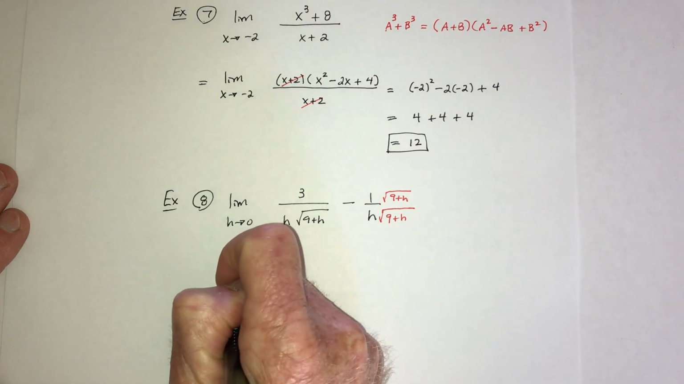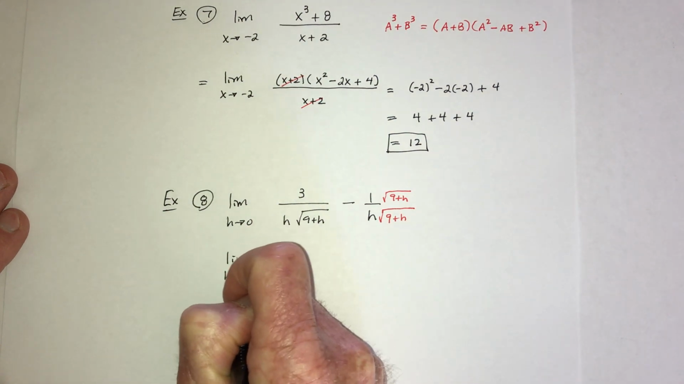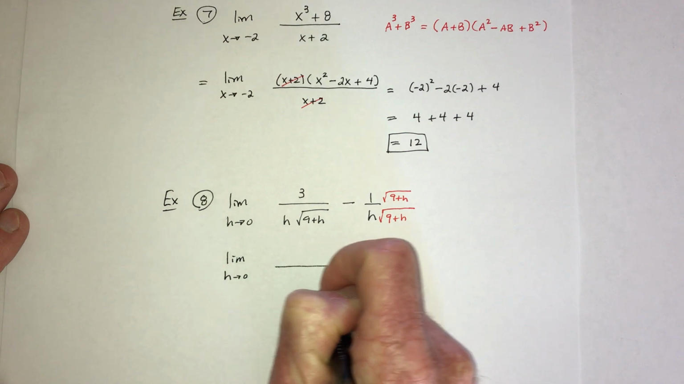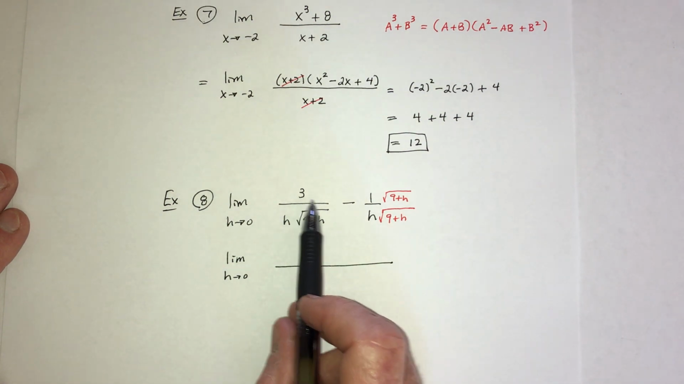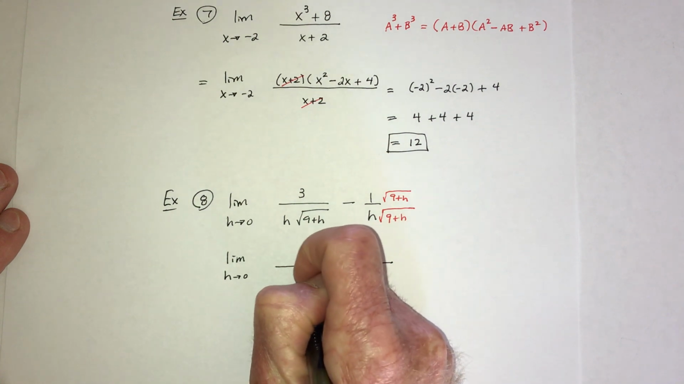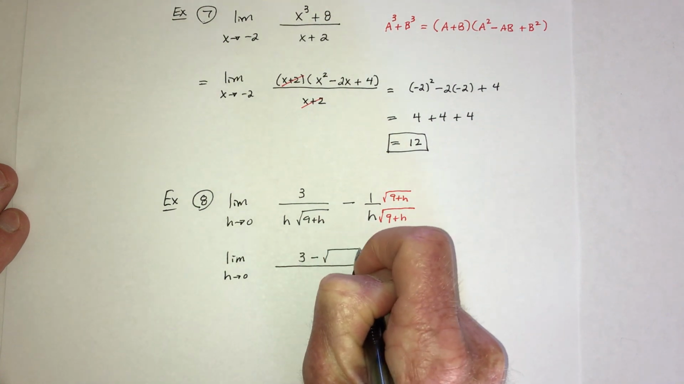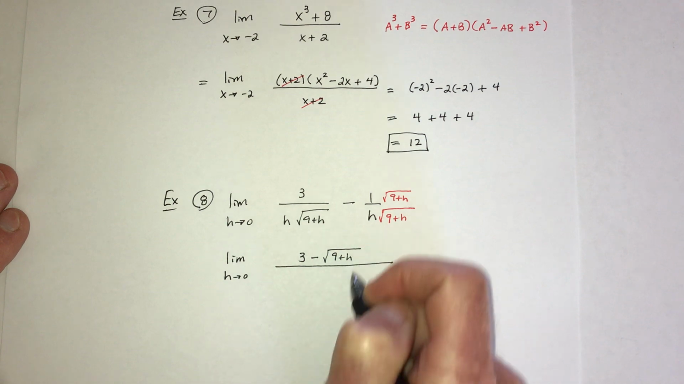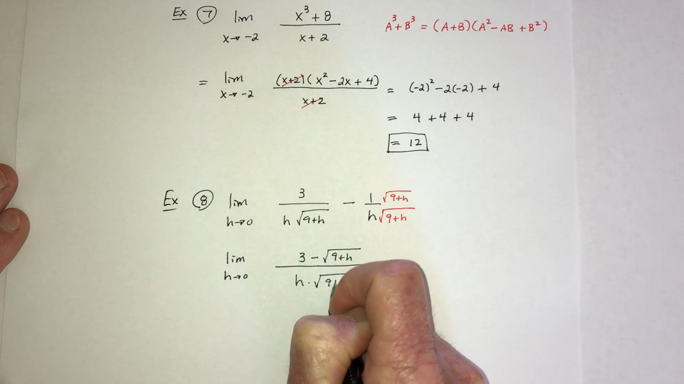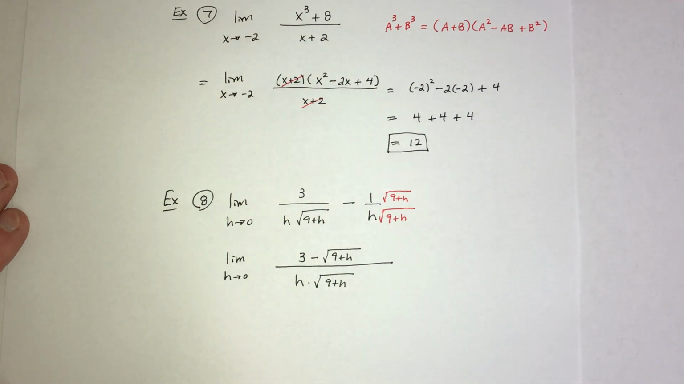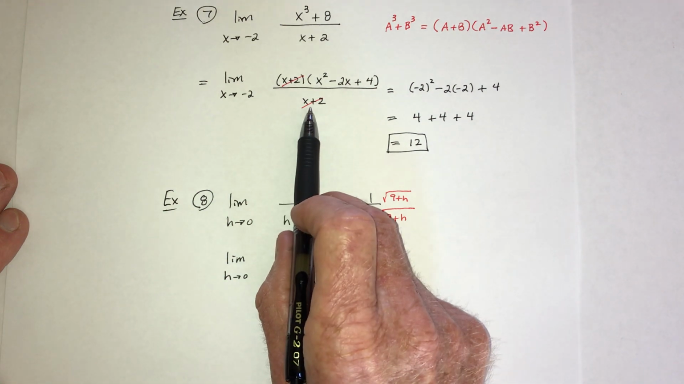Now we could write this as one fraction. So in the numerator, it'll have 3 minus this square root. The denominator will be h times the square root of 9 plus h. Now this is the thing that's causing division by 0, so we need to keep going with the algebra until it cancels, like it's done in every other example.